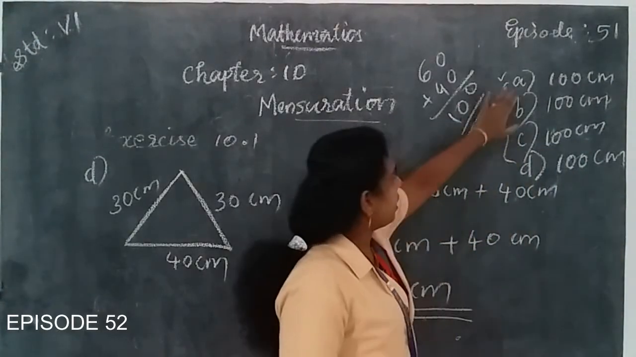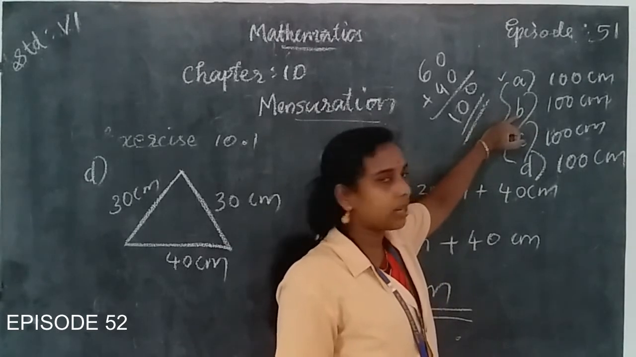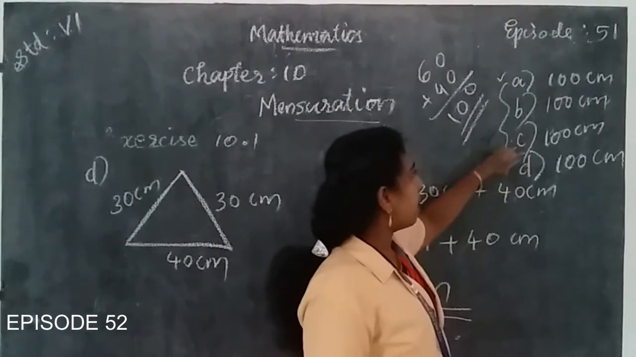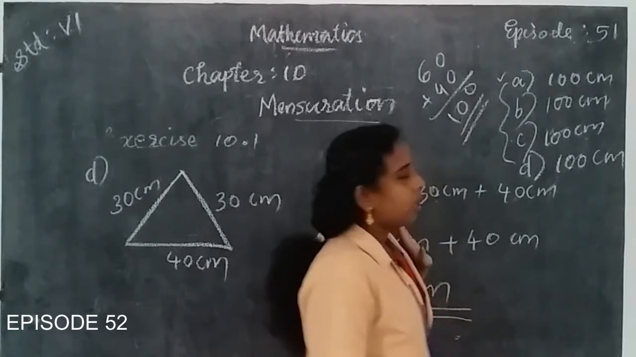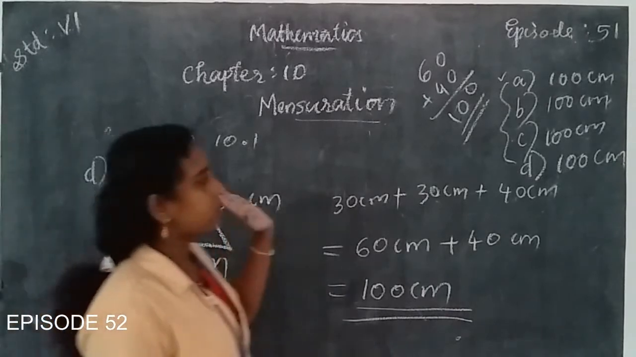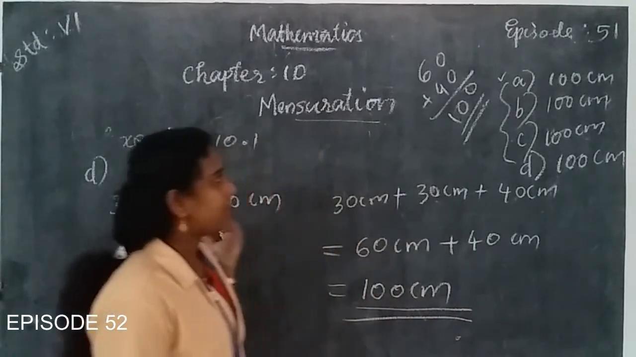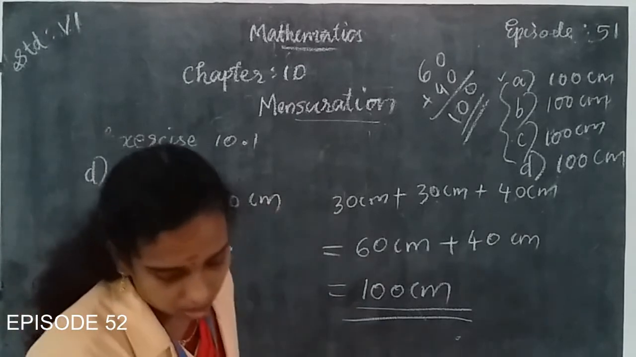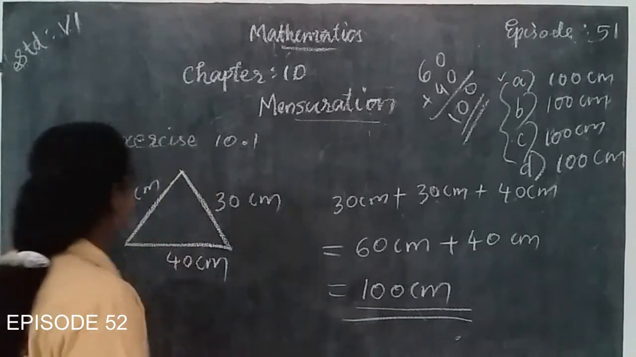So in question number A, the perimeter is 100 centimeter, and the second one is a rectangle, and the perimeter of the given rectangle is 100 centimeter. The third one is also a rectangle, and its perimeter is also 100 centimeter. The last figure is a triangle with two sides of equal length, and the perimeter of the given triangle is also 100 centimeter. This means all the figures have a perimeter equal to 100 centimeter. Okay, that is the relation between all the figures given in the textbook.